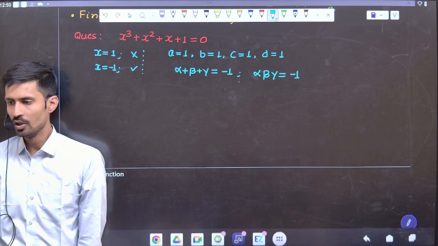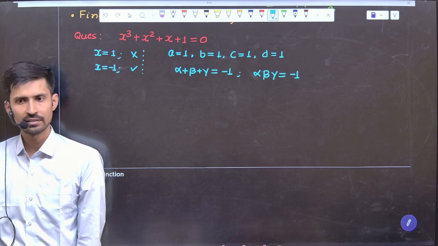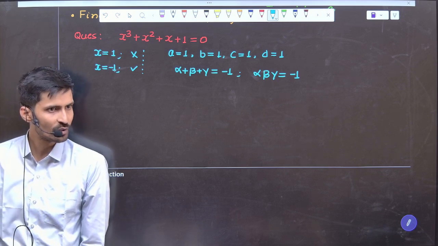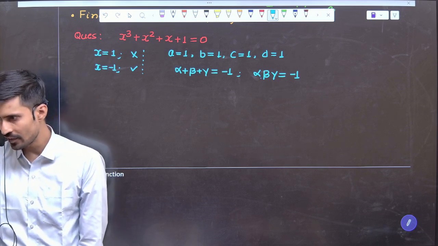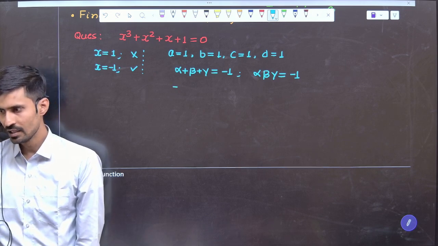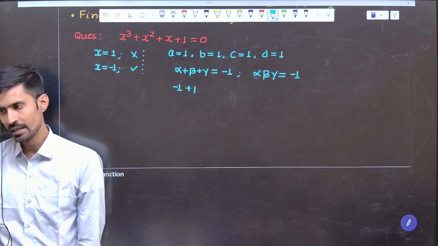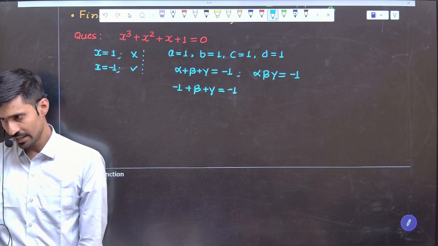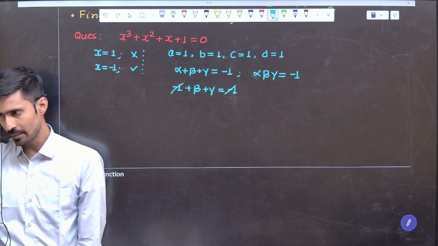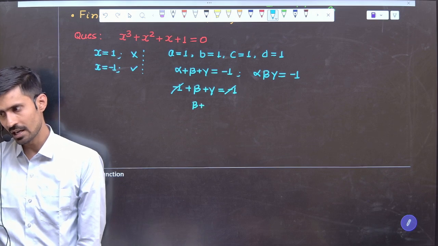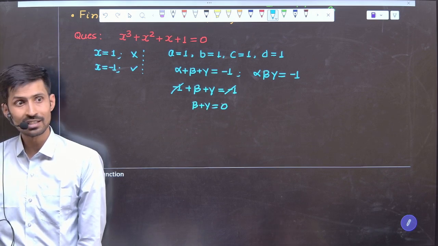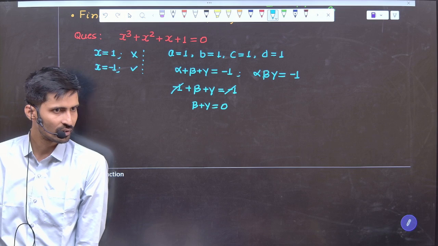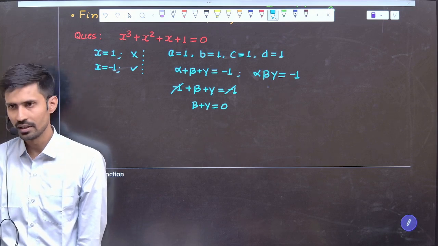Okay? Now, you know one root is this. It means alpha you know. Let's consider this is alpha. Now put alpha in both. Minus 1 plus beta plus gamma is equal to minus 1. Both sides minus 1 cancel. You will get beta plus gamma is equal to 0. Means other two roots, their sum is 0. Wow. Good na?